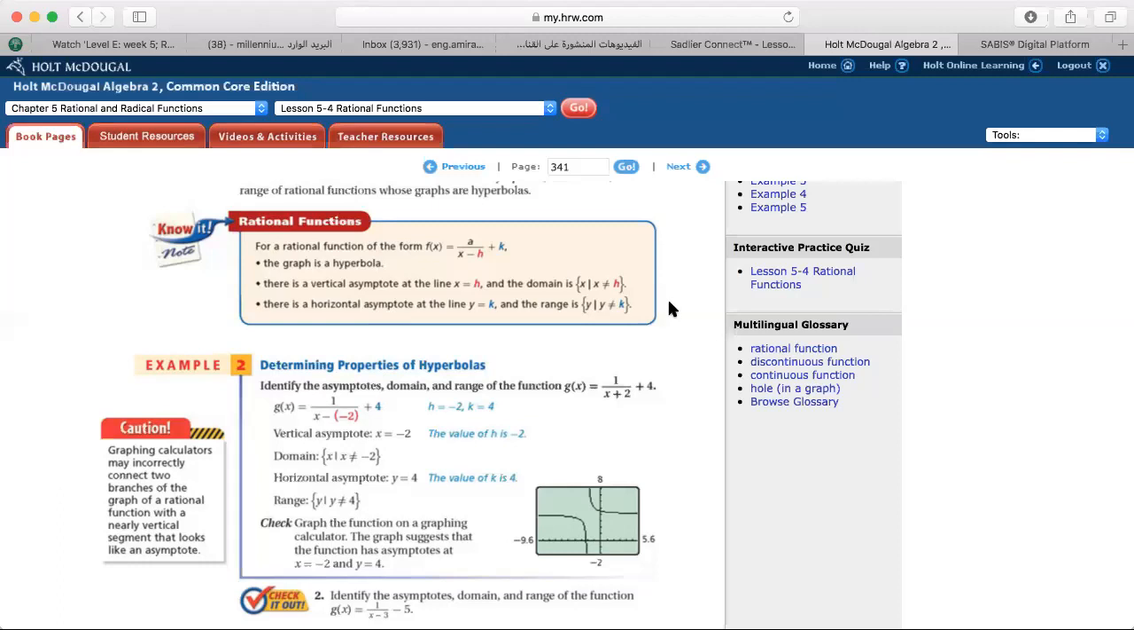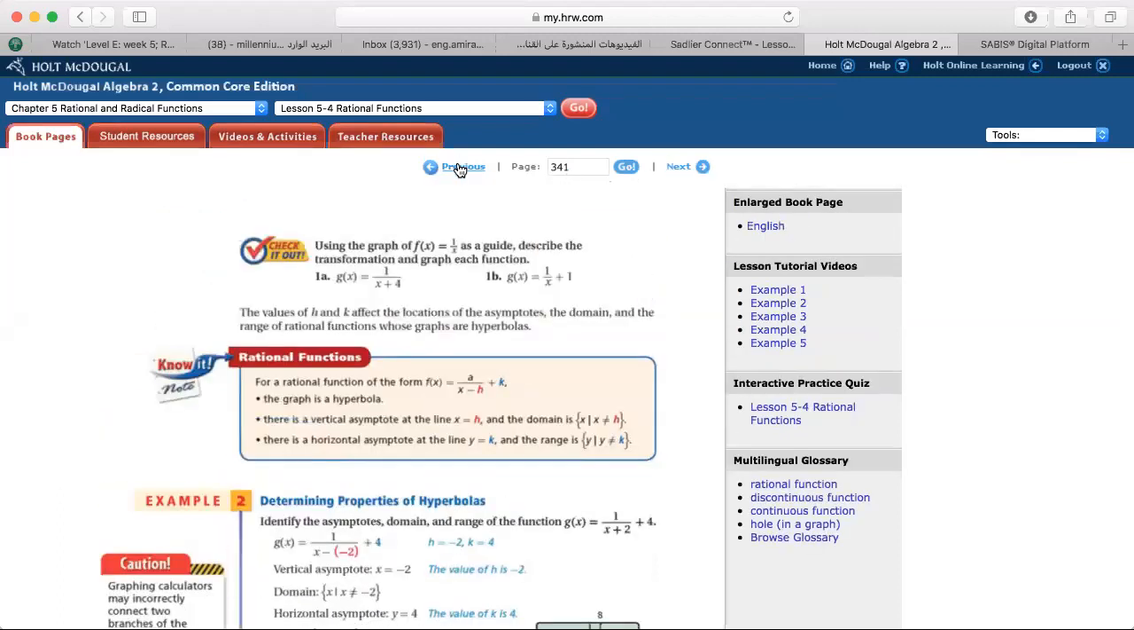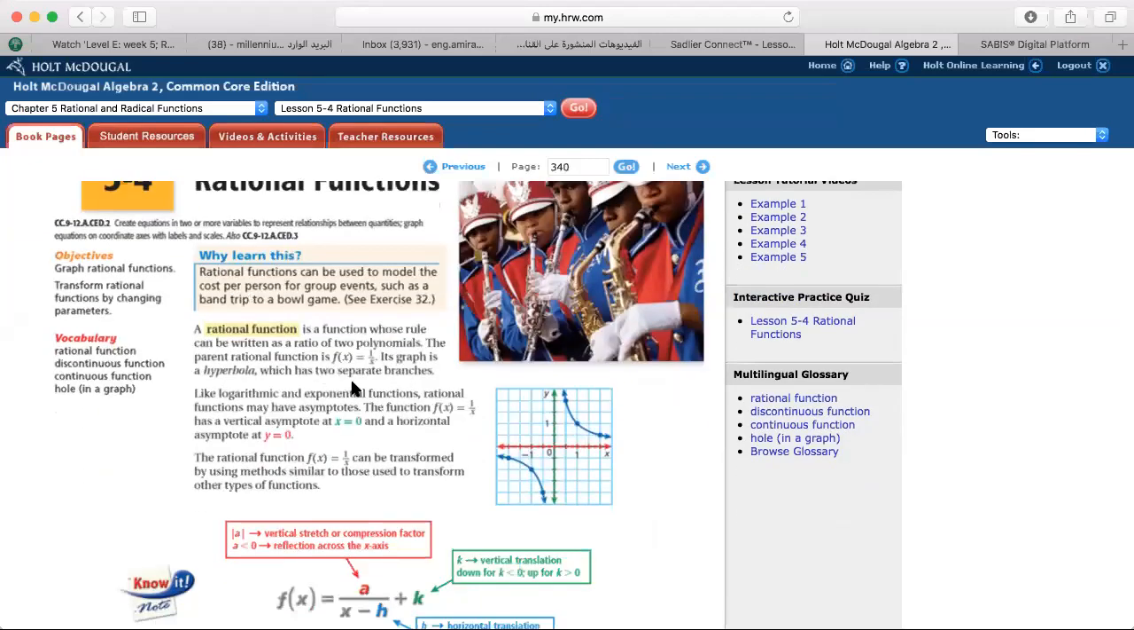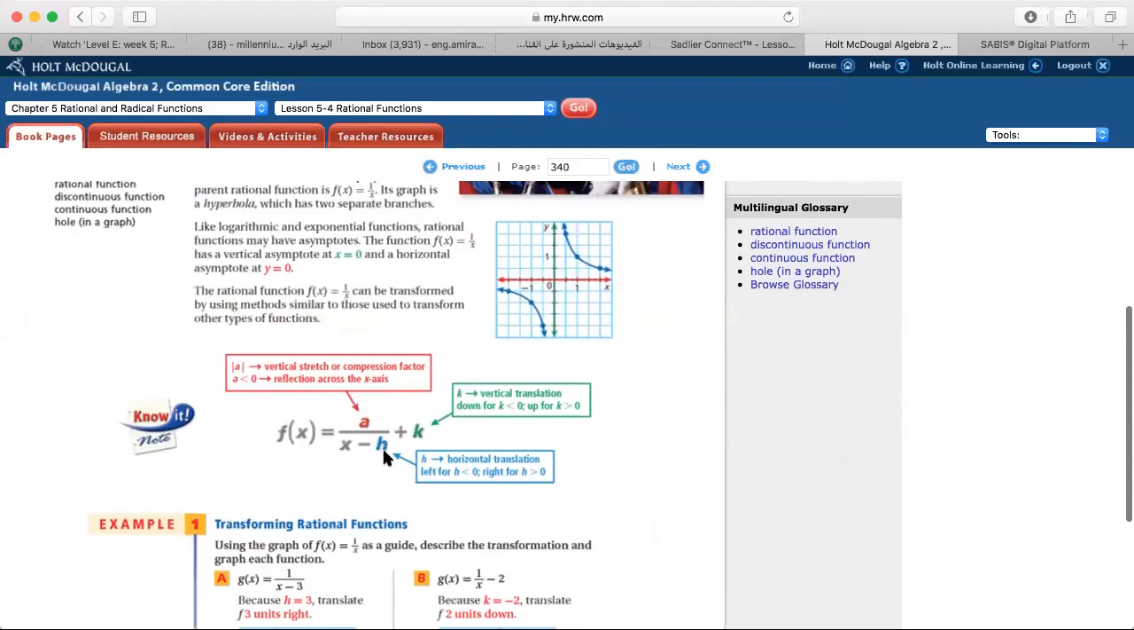If we had a quick review about the lesson, yesterday we studied the rational function f of x is equal to 1 over x, and the formula that is f of x is equal to a over x minus h plus k, where the absolute value of a represents vertical stretch or compression factor, and if a is negative, it represents reflection across the x-axis.